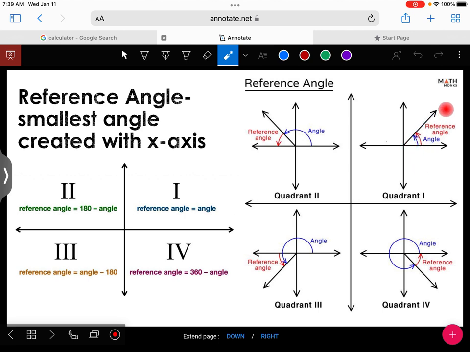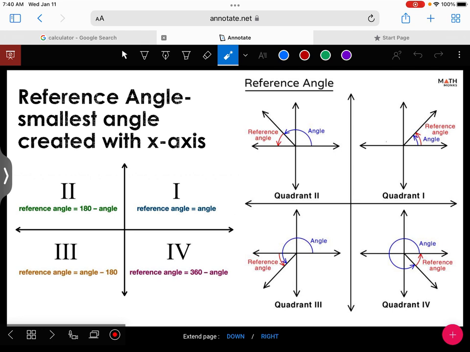Here, when you're looking at this angle, the reference angle and the angle are the same. If it's in quadrant 2, see how this blue part represents my angle, but that little bitty red angle will be my reference angle, because it's the closest angle. It's the smallest angle with the x-axis. Notice how this blue angle is bigger than the red angle, and that's why the red angle would be my reference angle.